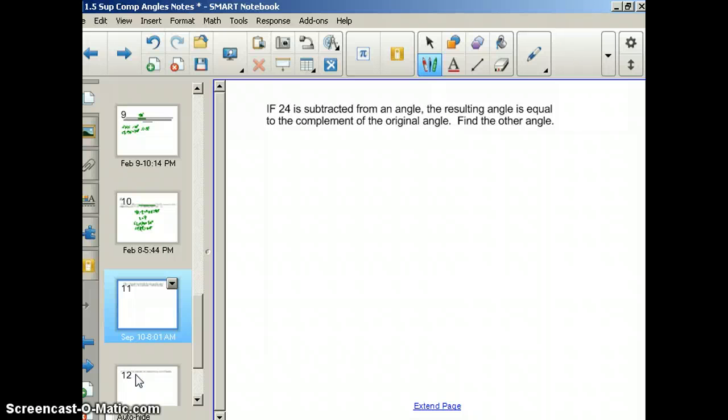If 24 is subtracted from an angle, the resulting angle is equal to the complement of the original angle. There's a lot of stuff going on here, so let's break it apart. So 24 degrees is subtracted from an angle. Let's say angle 1 is x, that's our angle. If we subtract 24 degrees from it, that's x minus 24.